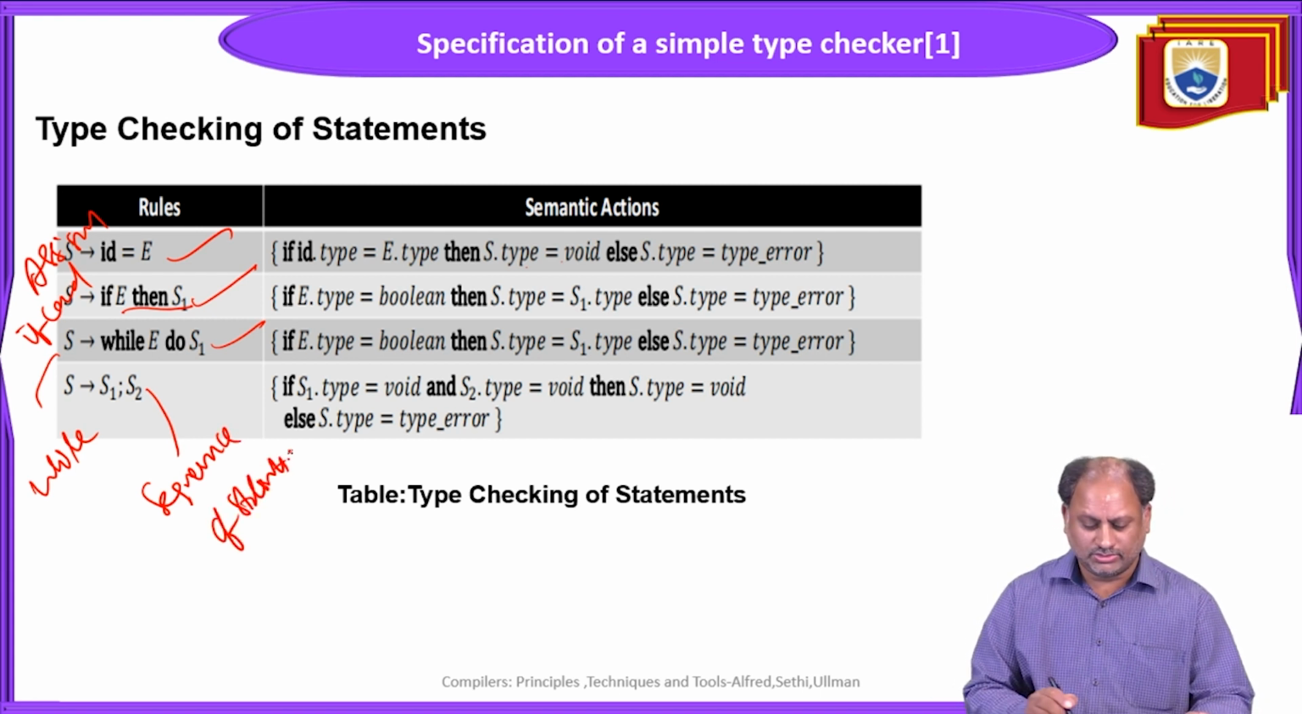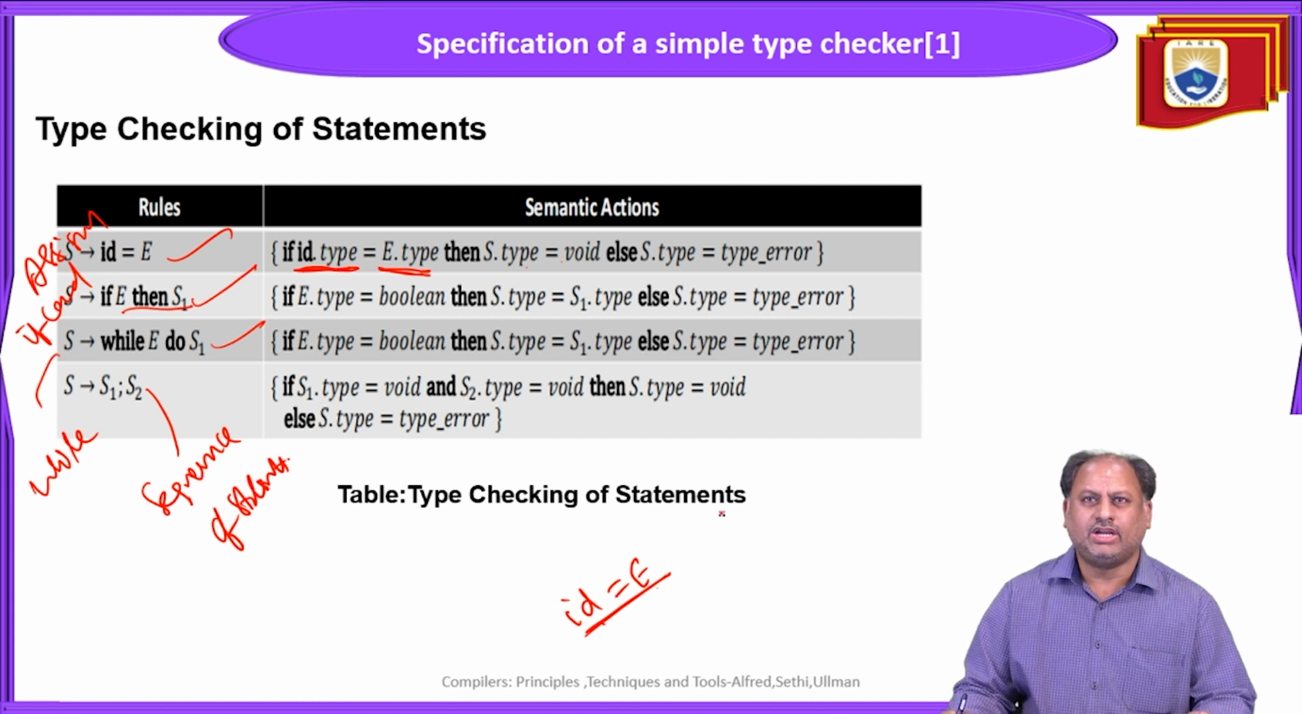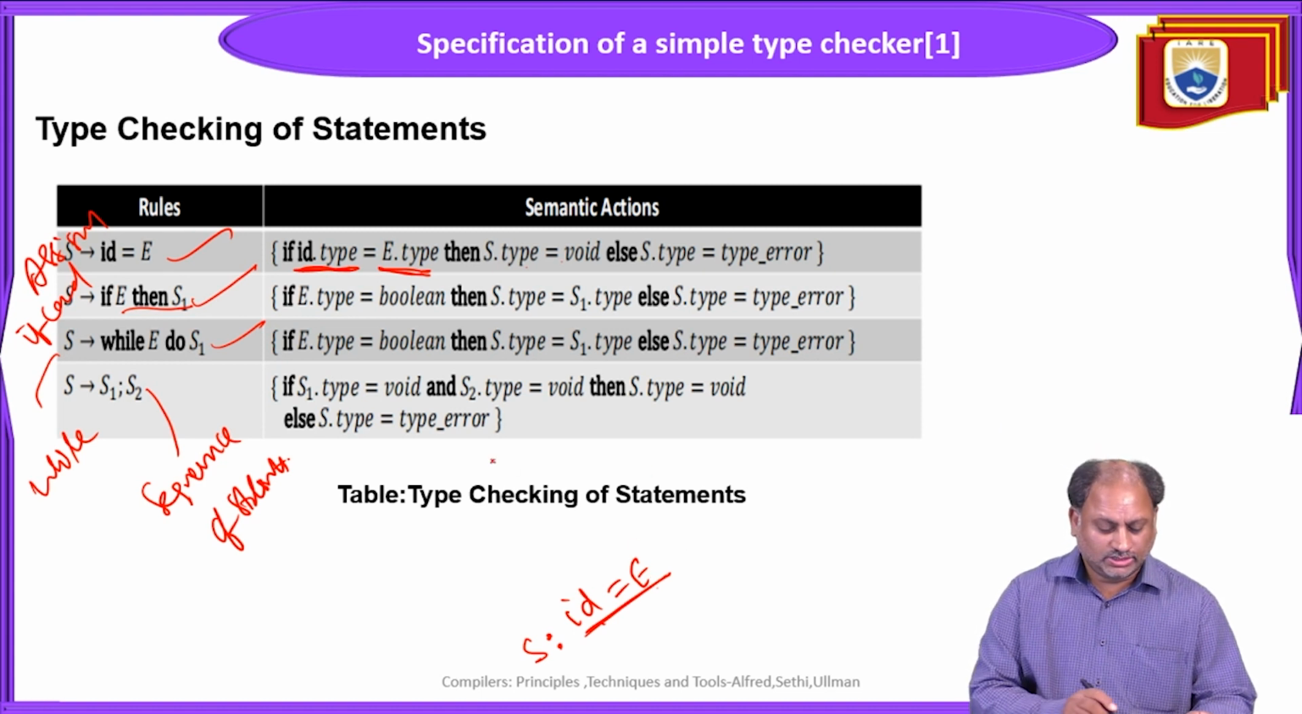Sequence of statements. So we are going to verify whether this type exactly matches the identifier type. So ID equal to E. If ID equal to E, that means identifier equal to E dot type, then the left hand side S dot type is to be determined. Else, other than the types determined, then the error type_error is to be returned.